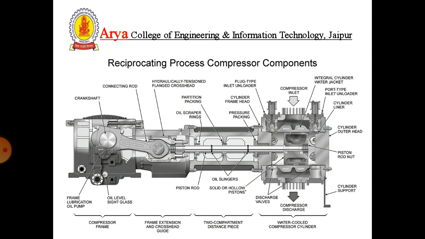Other parts of the reciprocating compressor are cylinder liner, cylinder outer head, piston rod, nut, cylinder support, discharge and inlet valve, frame, etc.